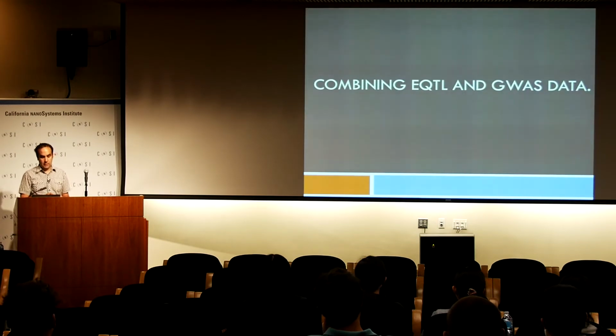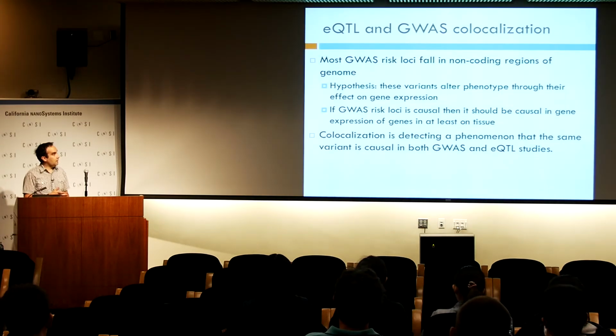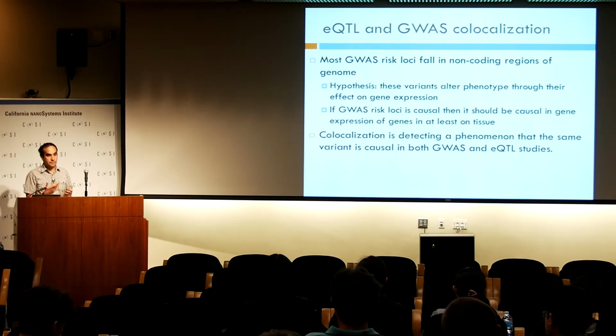One way that we are applying it is to combine eQTL and GWAS data. The idea is that most GWAS risk loci fall in non-coding regions of the genome. So the hypothesis is that there are variants that alter the phenotype through their effect on gene expression. That's the general hypothesis of how non-coding variants affect traits.